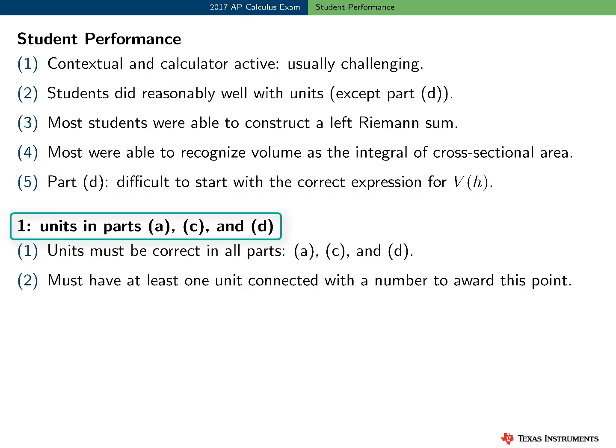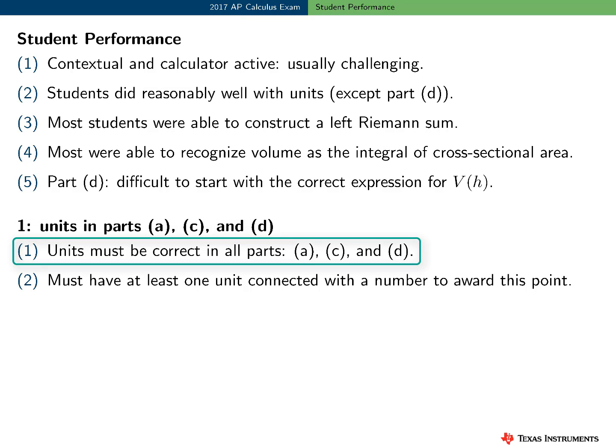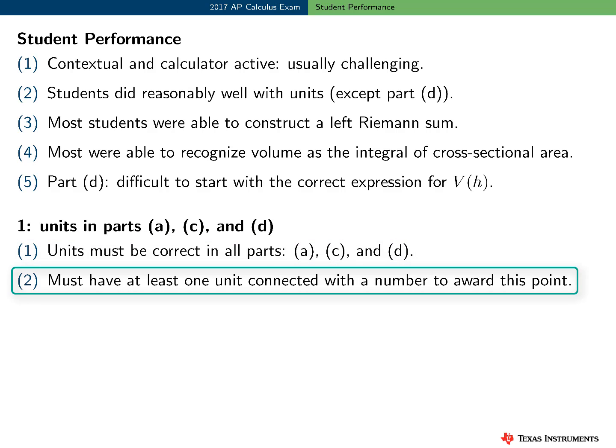Although it's a little unusual, there was a global units point in this question. The student received 1 point for presenting the correct units in parts A, C, and D. The units had to be correct in all 3 parts in order to earn this point, and the units had to be connected to a number in at least 1 part. That means that bald, correct units in all 3 parts did not earn this point. The student had to present some appropriate work resulting in a numerical answer in at least 1 part, along with the correct units.